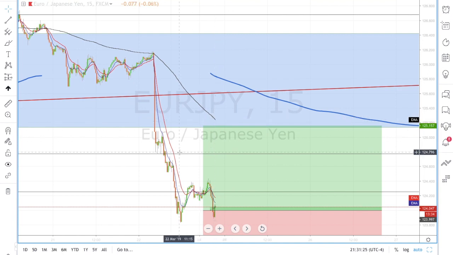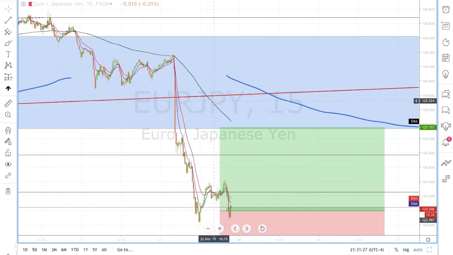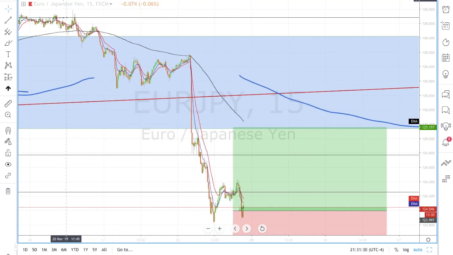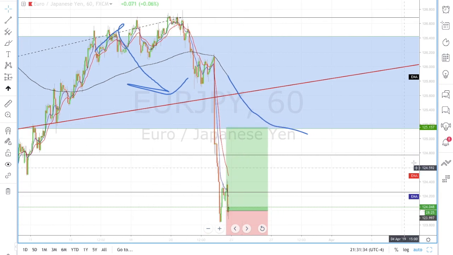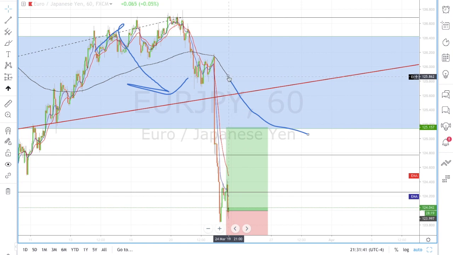Now this is on a 15-minute chart, but you can see there's a zone up here too. If we hop into the 1 hour, maybe you can see it a little better. This is the EMA that I drew on the 1 hour chart in the last video. So I do see this EMA.